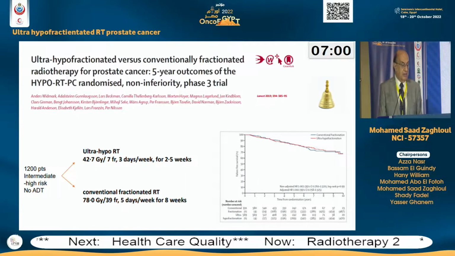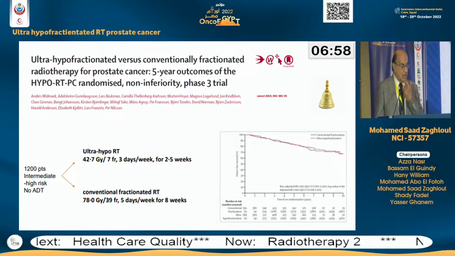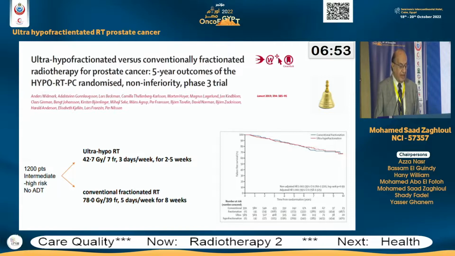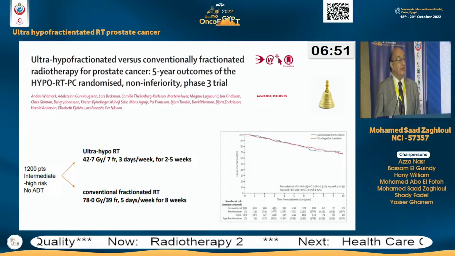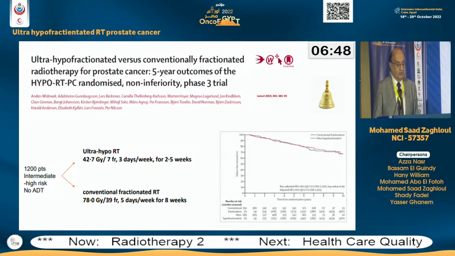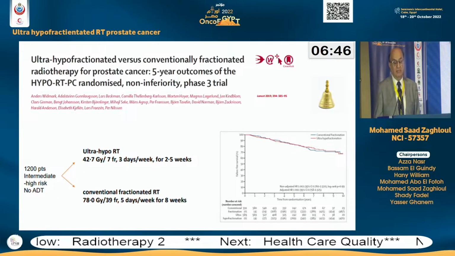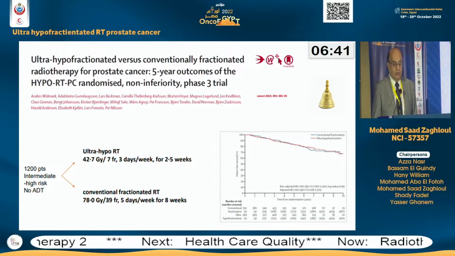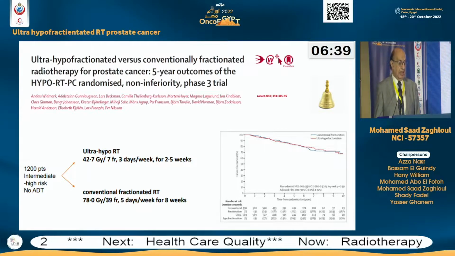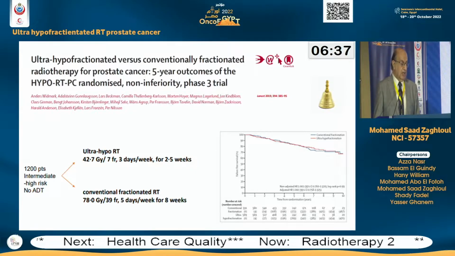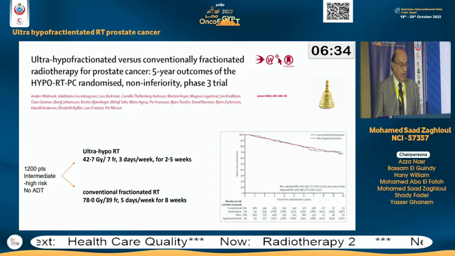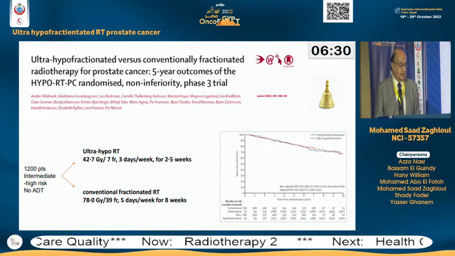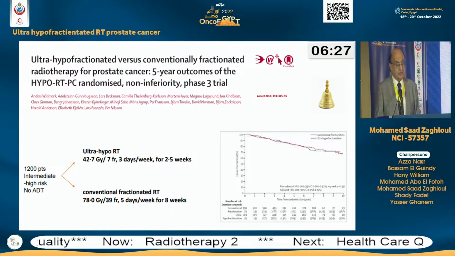The other paper shows that ultra-hypofractionation, giving 72.7 gray in 7 fractions, 3 days per week for 2.5 weeks, gives the same results in overall survival as well as biochemical relapse-free survival as conventional fractionation, giving 78 gray in 39 fractions.